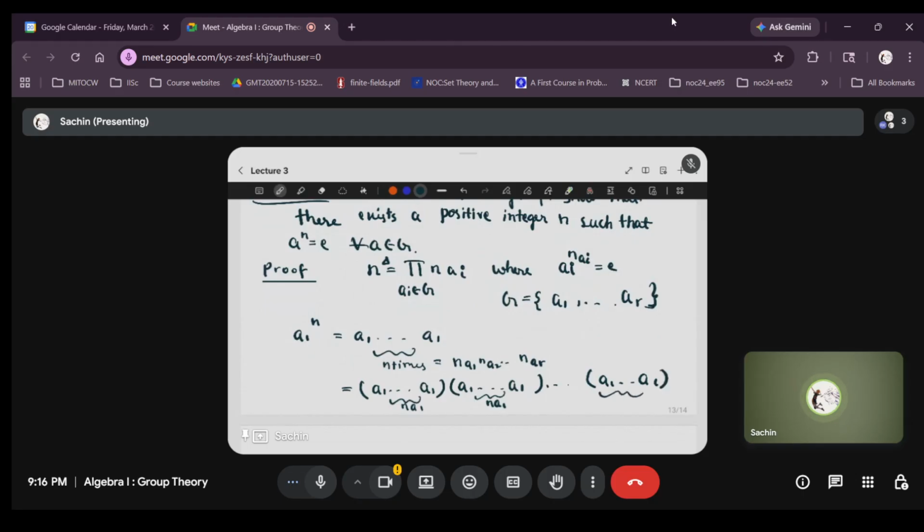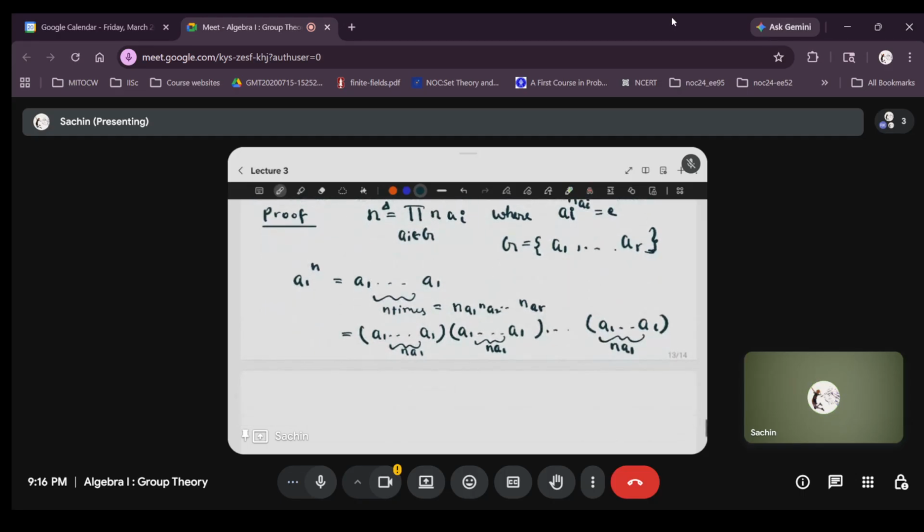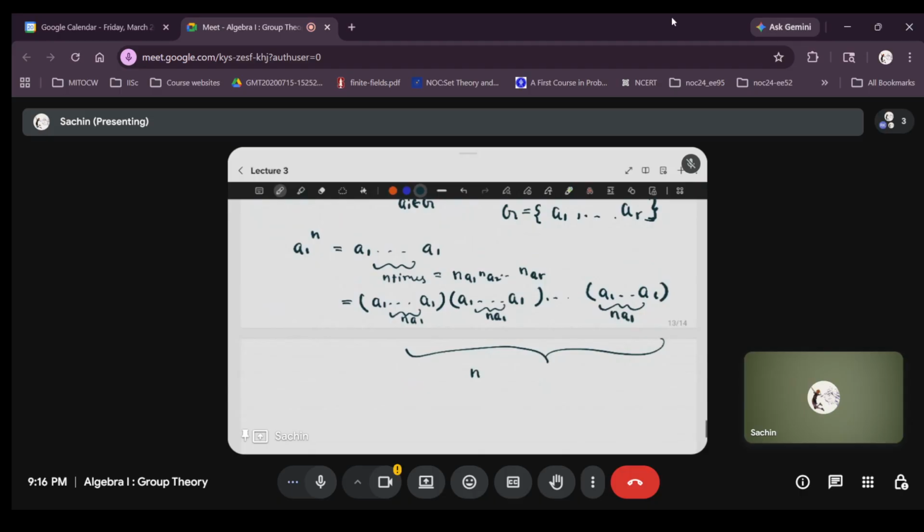and how many such groups will be there? Each group contains n_a1 terms. The total number of terms is n_a1 into n_a2 into n_ar. So the number of groups is n_a2 up to n_ar, or N by n_a1 number of groups. So there are N by n_a1 groups, each containing n_a1 terms, right?